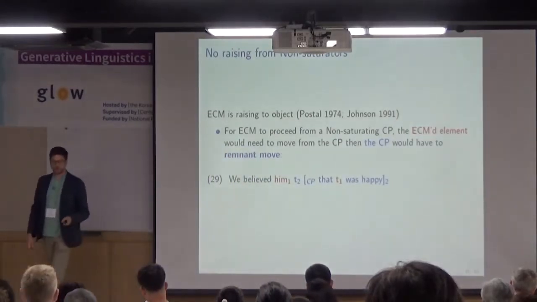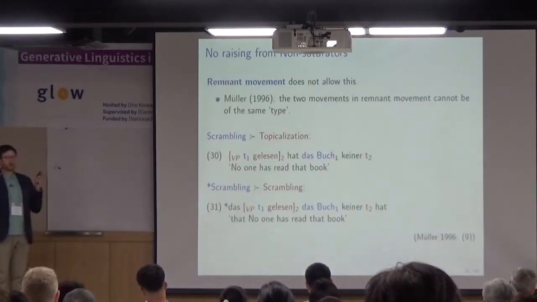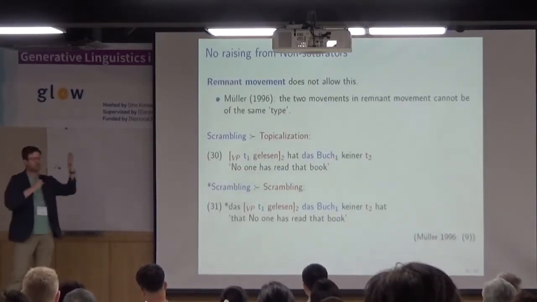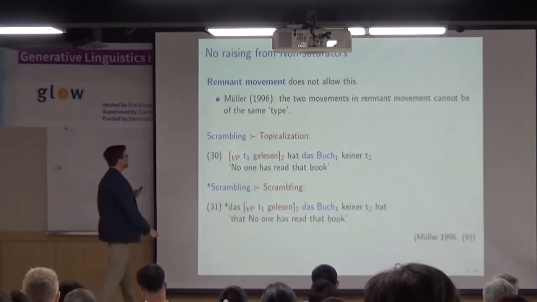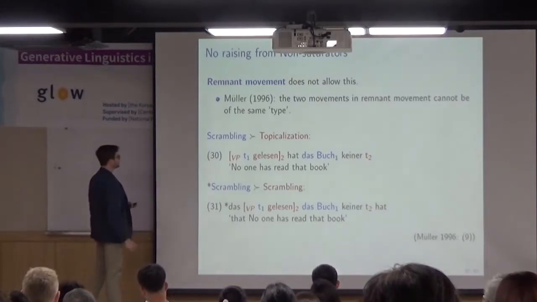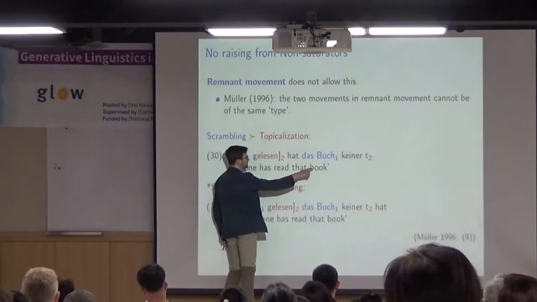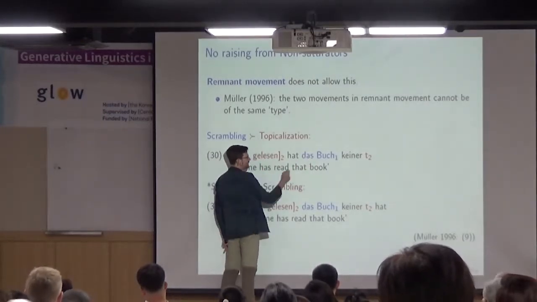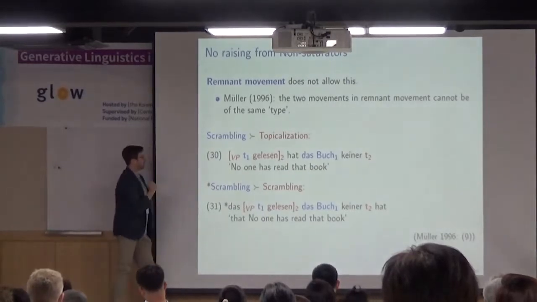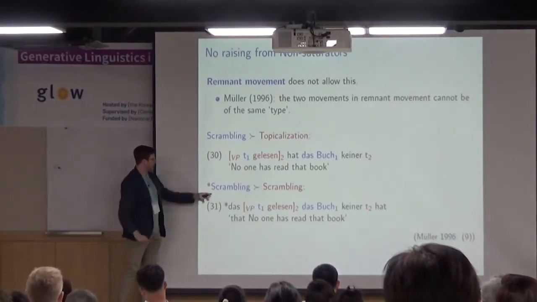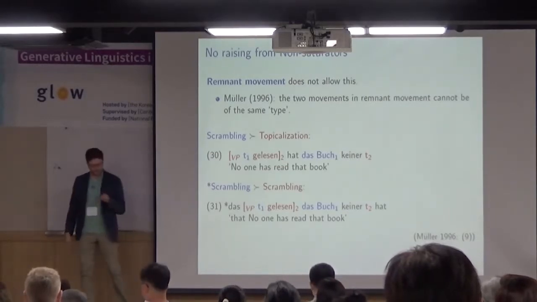Now, remnant movement is possible in principle, but we know one thing about remnant movement, which is that remnant movement doesn't like the two movements to be the same movements. So this goes back to Müller. So these are more fancy movements than the ones we're talking about, but the idea is like when the diving movement, the remnant creating movement, is scrambling, you can then A-bar the remnant, but you can't scramble both. So they must be distinct movements.